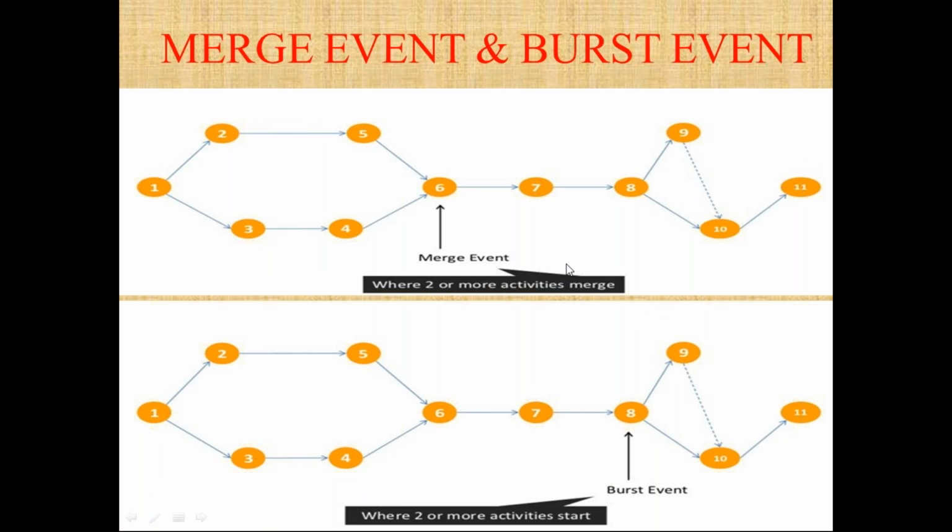Next is the merge and burst event. There can be situations wherein two or more activities merge. So in this, activities 5-6 and 4-6 are merging at this node. Such a type of event is known as a merge event. Opposite to this is the burst event, wherein two activities start from one node. So from this node 8, two activities start at this point. So these were the merge and burst events.